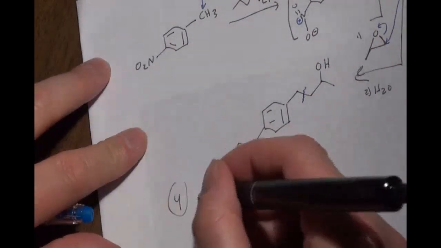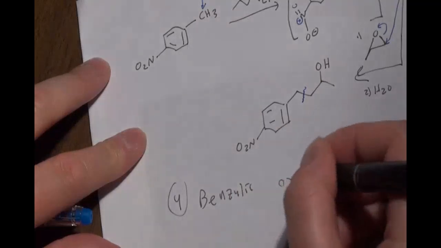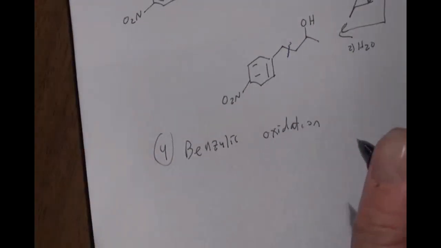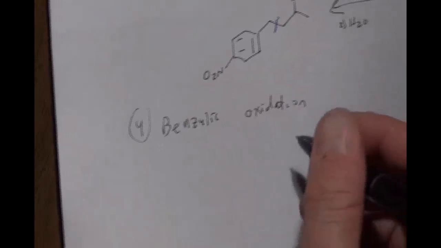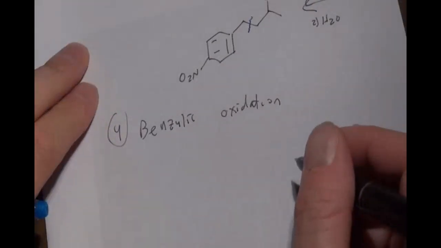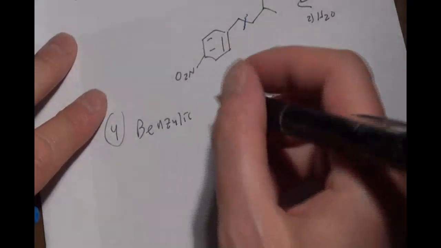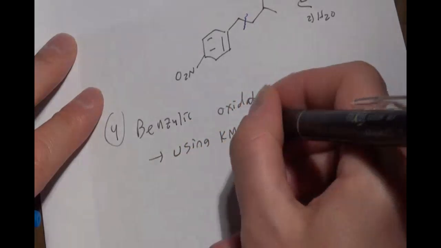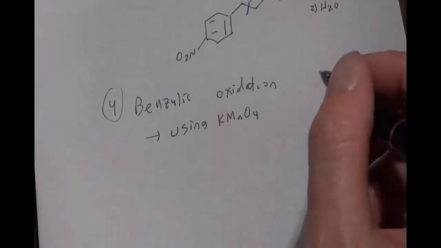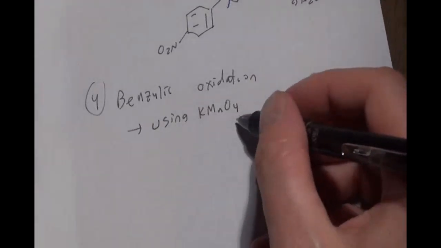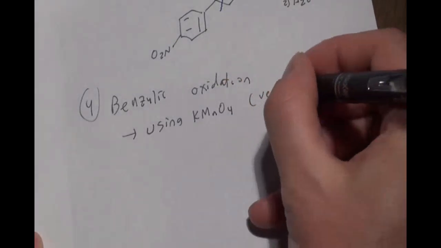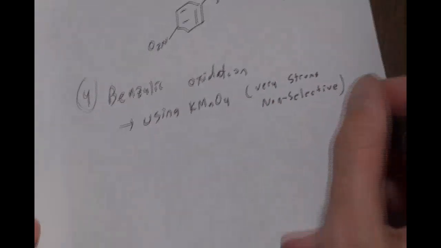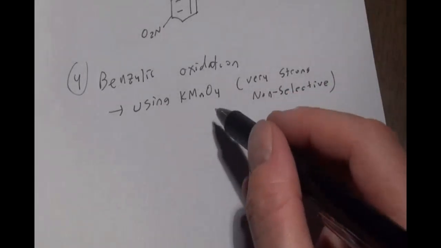Benzylic oxidation. What does this mean, benzylic oxidation? There are certain oxidation reactions that occur at the benzylic position. These are often kind of non-selective. We're going to show an example with KMnO4. No mechanism for this, but this is an extremely powerful oxidizing agent, and it's non-selective, so it's not used that often in organic chemistry because it's such an insanely strong oxidizing agent.